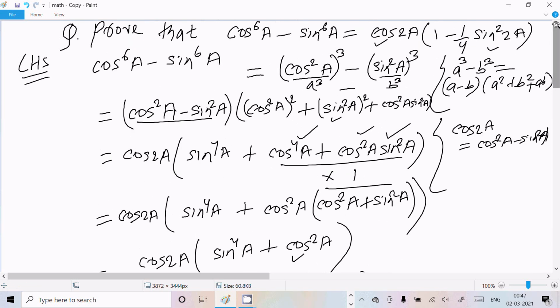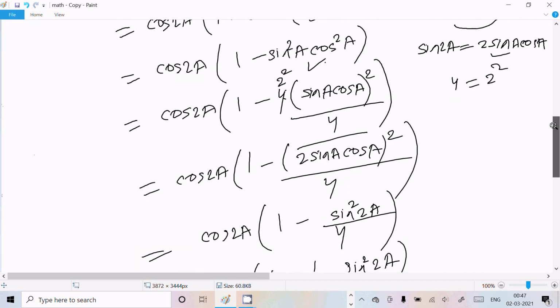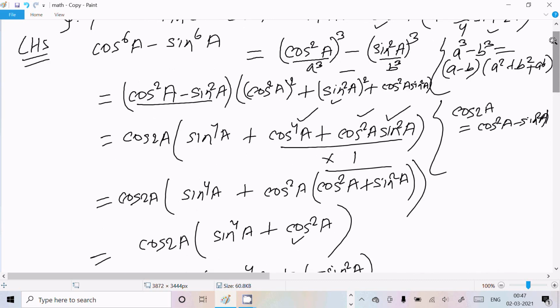So this is the way we can solve this kind of question. Prove that, take the LHS and do some little calculation, remember the formula. After that you can easily solve the question.